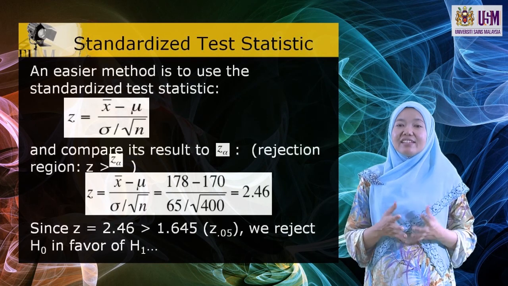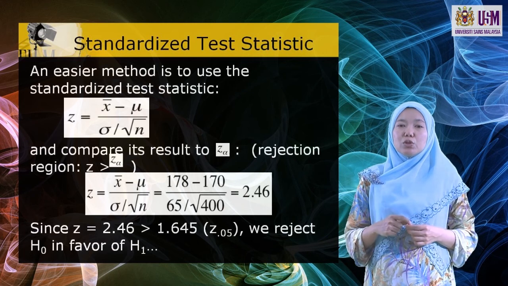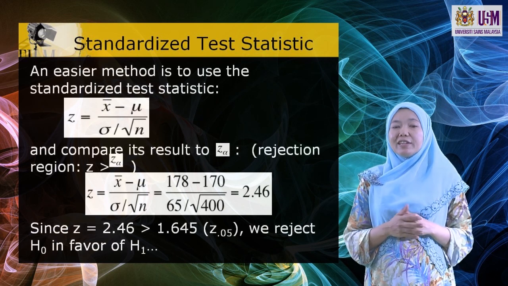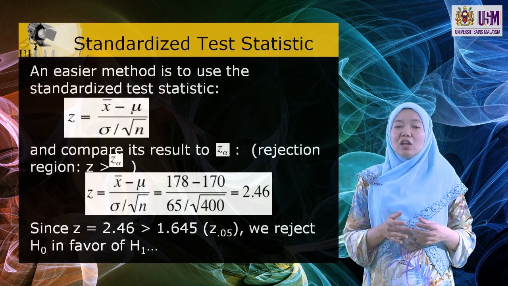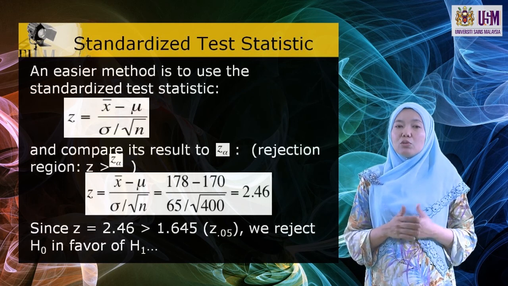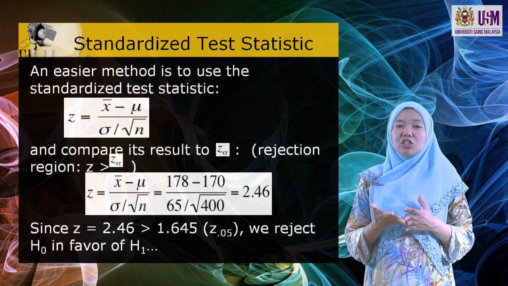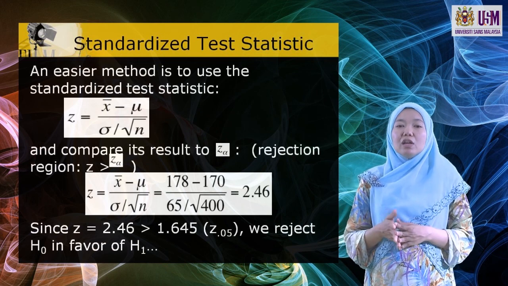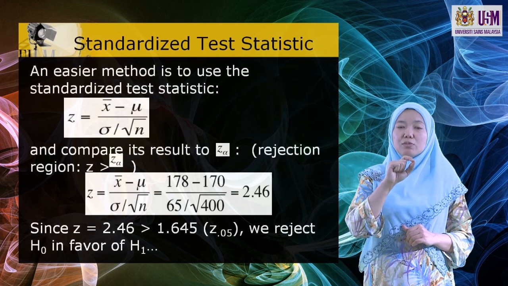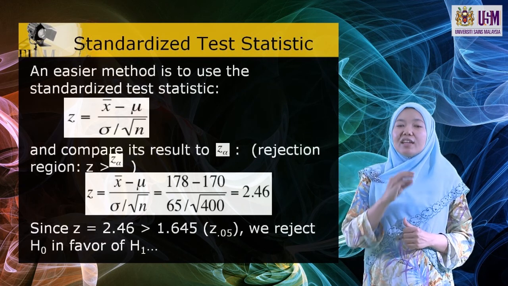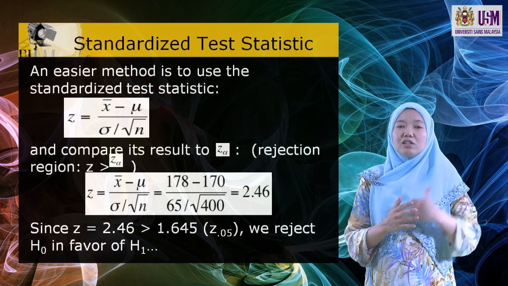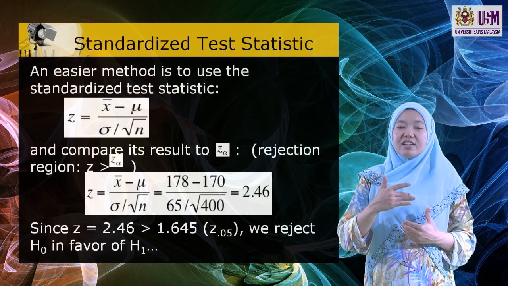We call this the standardized test statistic. What you need to do is to calculate the standardized test statistic. Look at the formula. This is more or less similar to the Z-score formula in the normal probability distribution as well as confidence level estimation. So we have Z equals x bar minus mu divided by sigma divided by square root of n. Be careful in the exam: solve the numerator first, x bar minus mu, put it aside. Then solve the denominator, sigma divided by square root of n, whatever it is, put it aside. Then only you divide the numerator over the denominator.